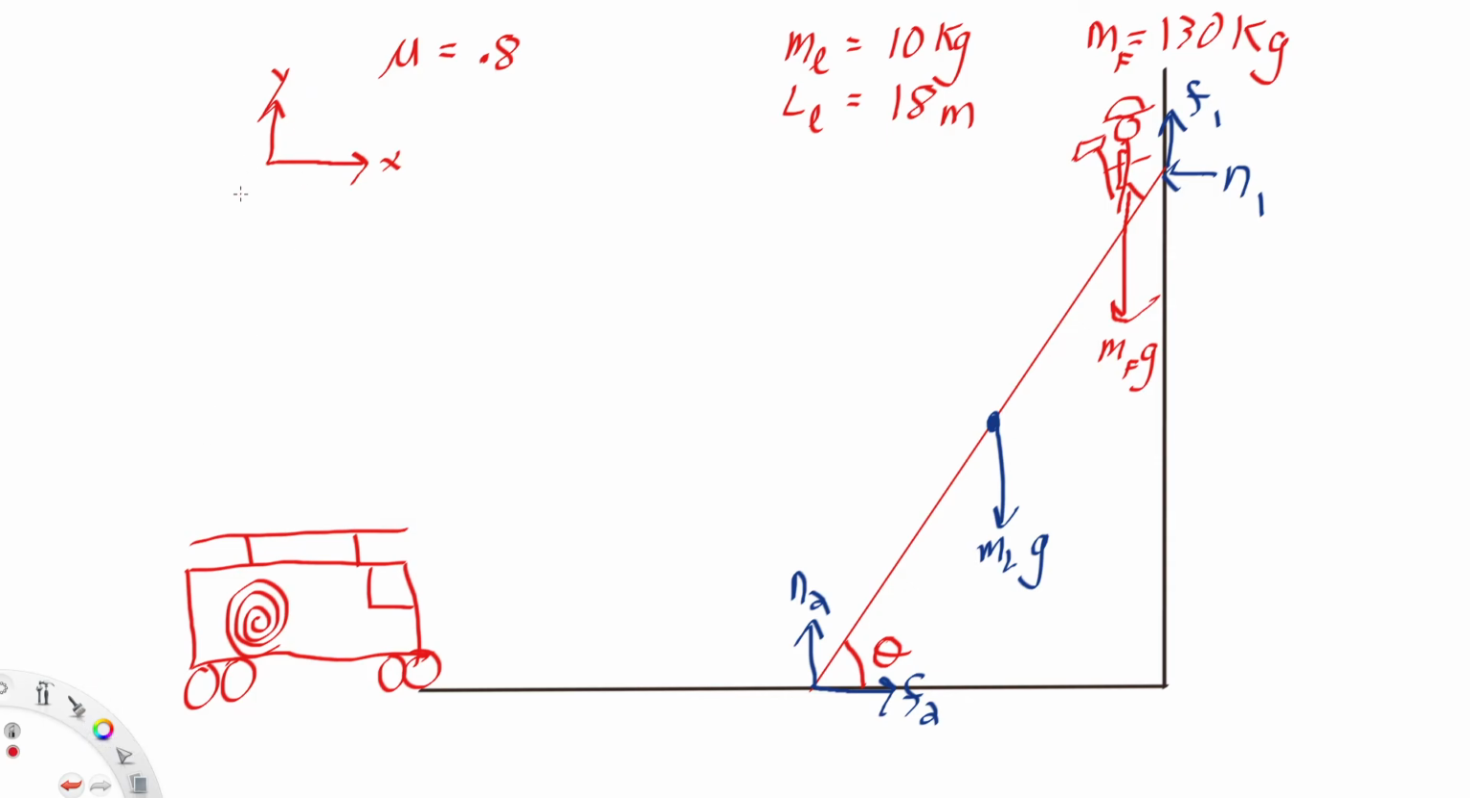So the sum of forces in, say, the x direction. 0 or not 0? Do we want the forces in the x direction to be 0? Or do we want them not to be 0?